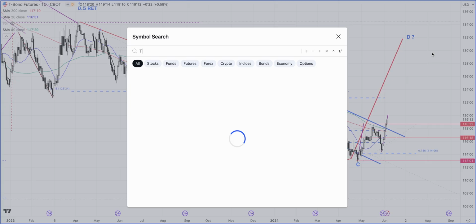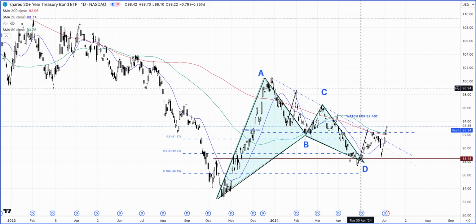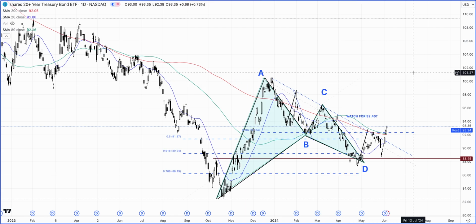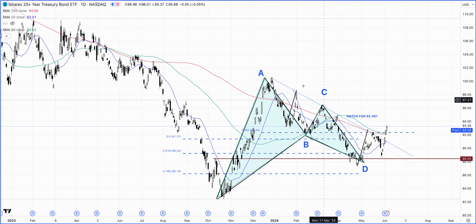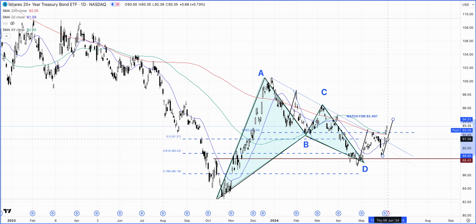Okay, now let's take a look at the TLT. This is the 20+ year duration treasury bond, and here we were looking for this 92.40, and the market has finally broken above 92.40. So that's again a pretty good price action, breaking above this channel, breaking above this bearish symmetry, and we just clone this, bring it around here.